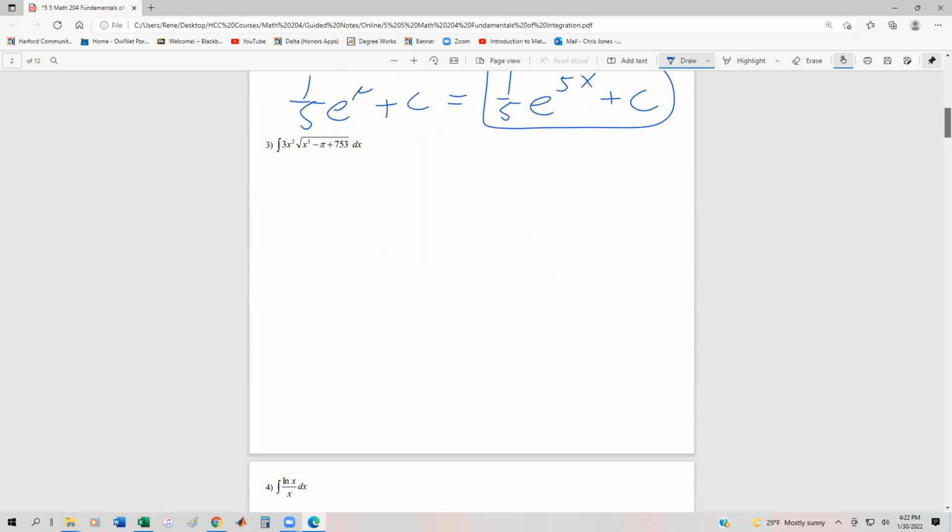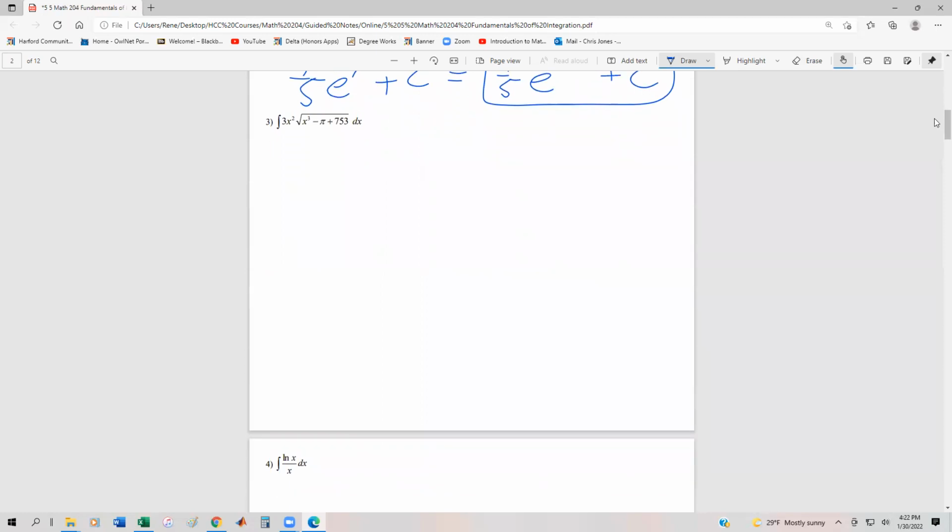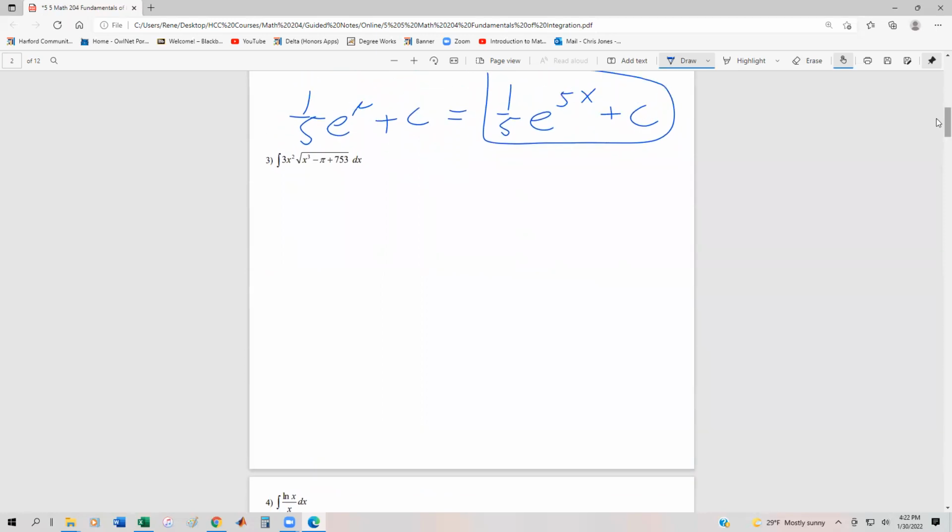One last example before we finish up this video and go on to more examples in the next video. We have the integral of 3x squared times the square root of x cubed minus pi plus 753 dx. Looks like a really nasty one, but it's not that bad. Let's let u be what's under the radical. Again, try to let u be equal to some sort of interior composite function. So this is going to be x cubed minus pi plus 753.